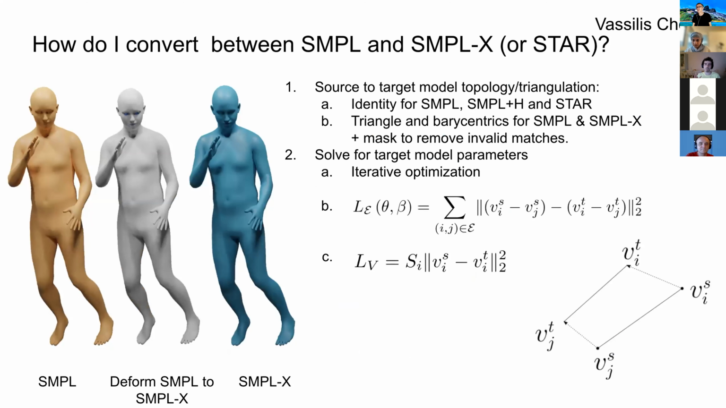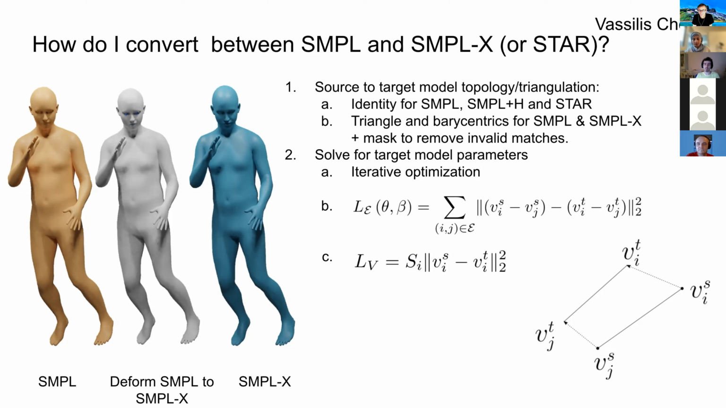So how do we do it? First of all, SMPL and SMPL-X don't share the same topology, so we need to find a way to transfer between the models. If you have SMPL-H and STAR, perfect. They share exactly the same triangulation, so the vertices map one-to-one.